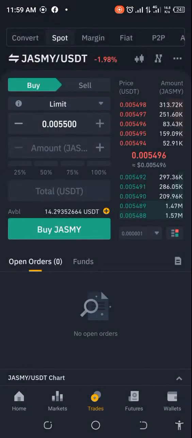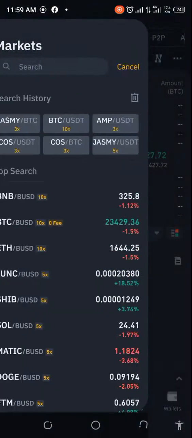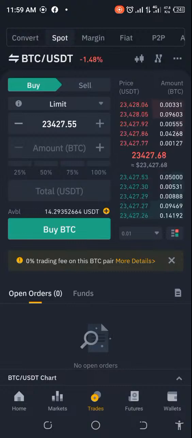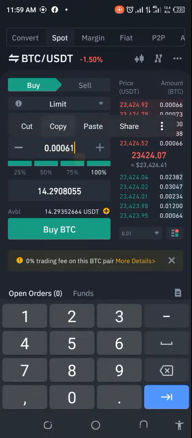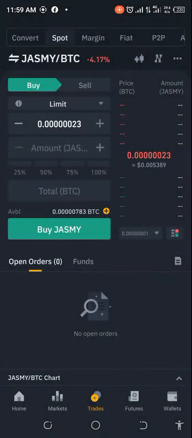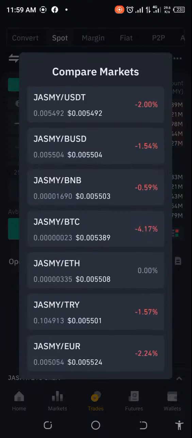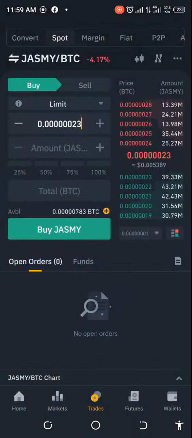So first of all, I'll have to buy BTC. It's important that we simulate first, because that's going to help us know what we're doing. So I'm going to simulate this. Let's do 100%, and what we have is 0.0061. I'm going to copy that and go back to Jasmine BTC. Let's check again before we go ahead, just to be sure that everything is still intact. Nothing has changed. So we're going to click on that pair and put in the amount.